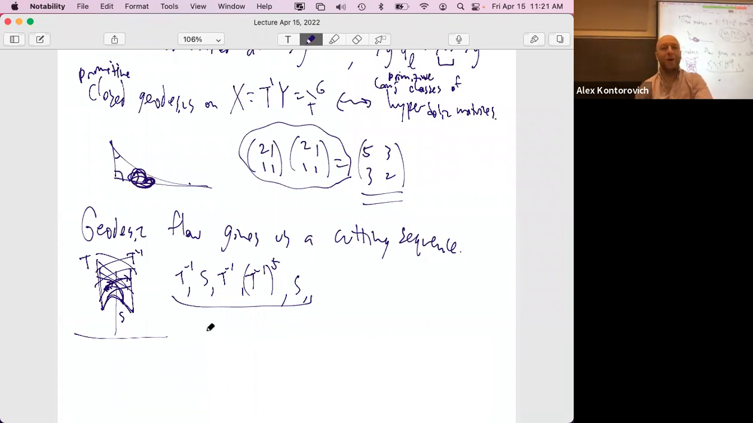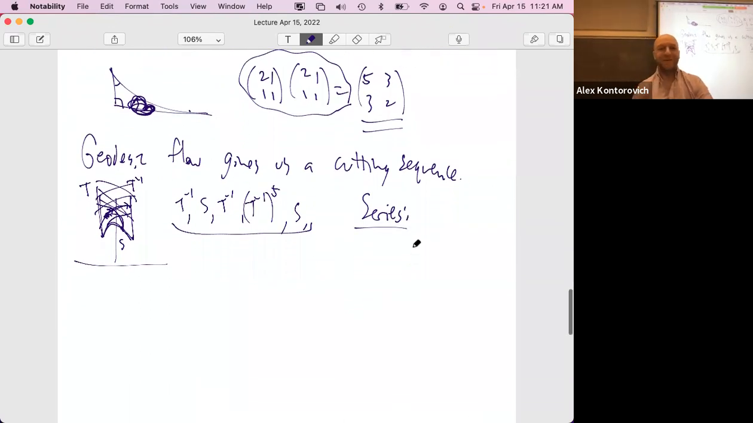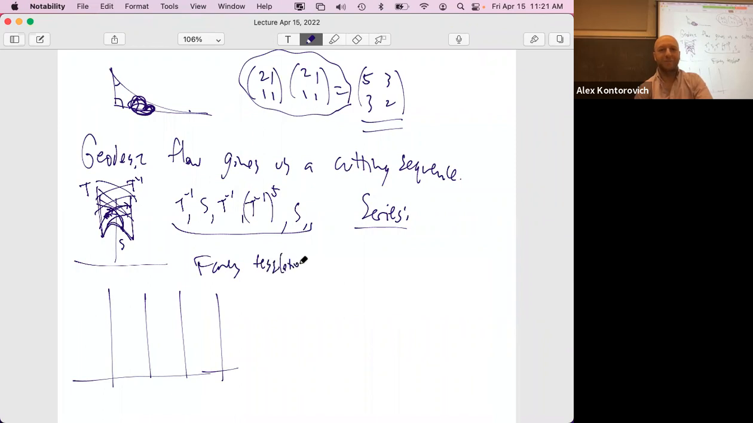A better way of doing things, and this was discovered by Caroline Series. So Series, that's a paper that you referenced, one of my favorite papers, is that you shouldn't look in the standard fundamental domain. You should instead look at the Farey fractions and the Farey tessellation. So you look at the Farey tessellation. We've talked about the Farey tessellation? I don't think so. Okay. The Farey tessellation, something very simple.